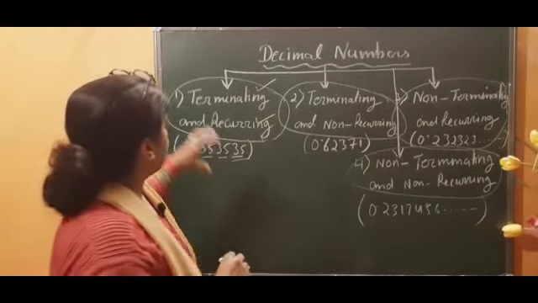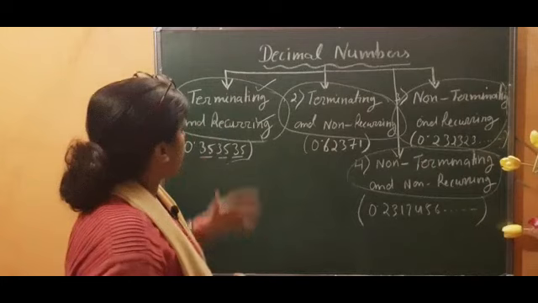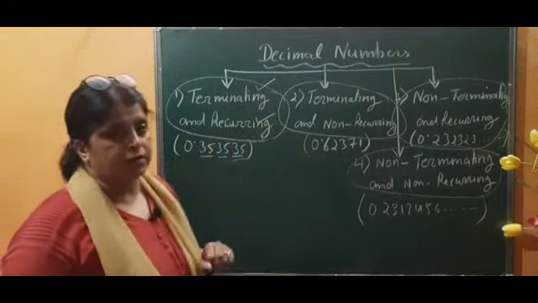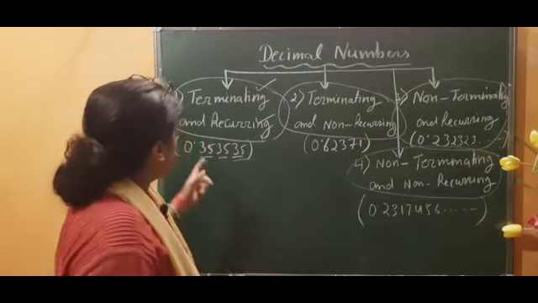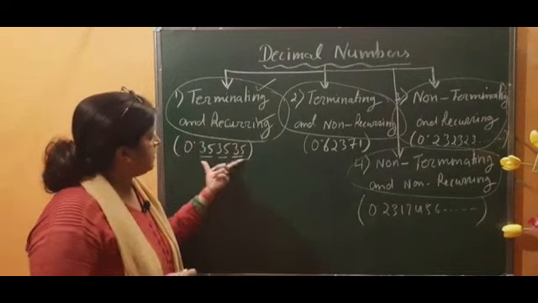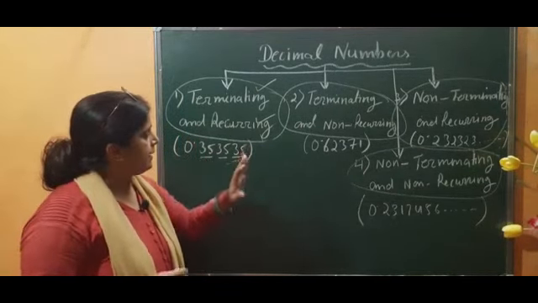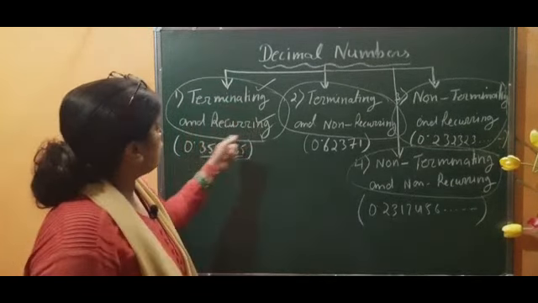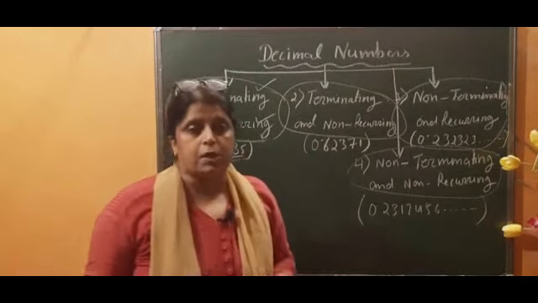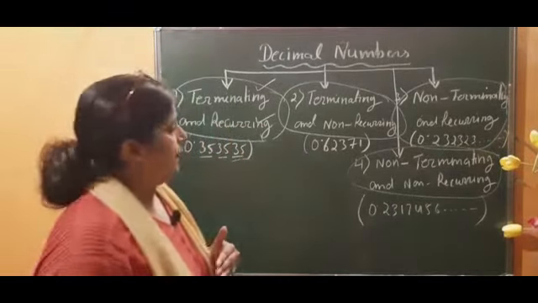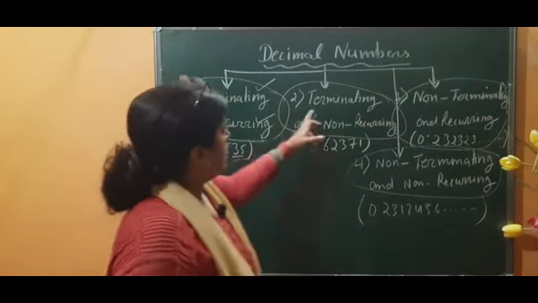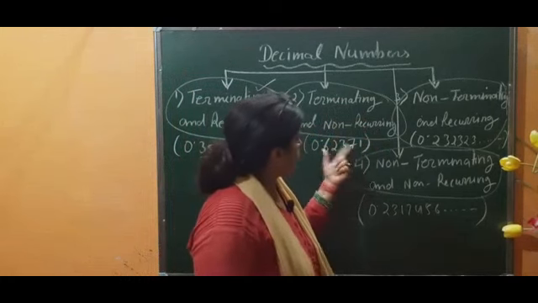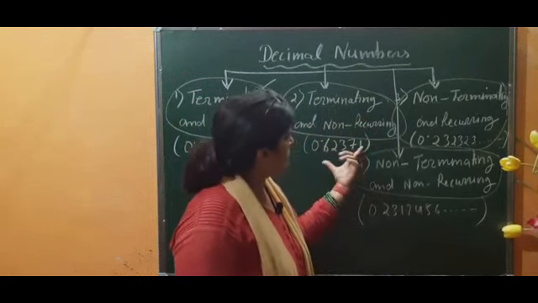Now, if we combine both terms, let's see how I decided that there are 4 types of decimal numbers. First type I have written terminating and recurring decimals. After the decimal sign there are a fixed number of digits, the decimal number ends, so it is terminating, and repetition of the same digit is there, so together it is called terminating and recurring, or terminating and repeating decimal numbers. Second type, terminating and non-recurring. Terminating means a fixed number of digits, so there are 5 digits after the decimal, 1 2 3 4 5, and here is the end of the digits.